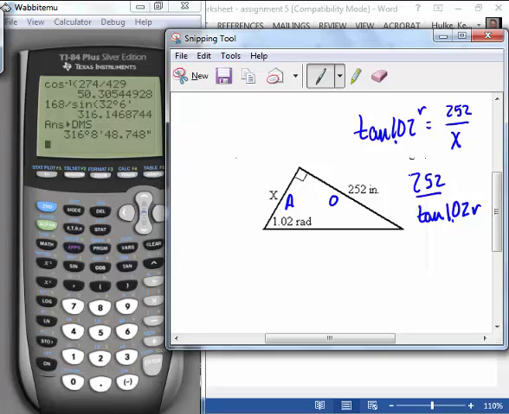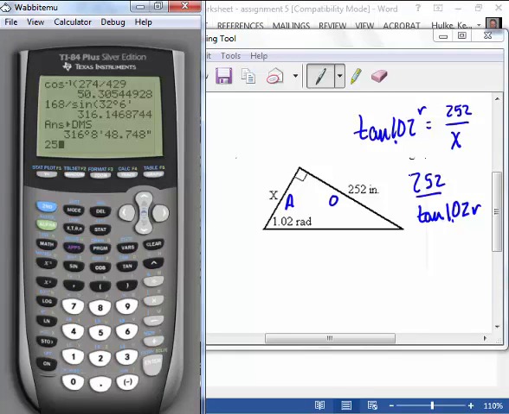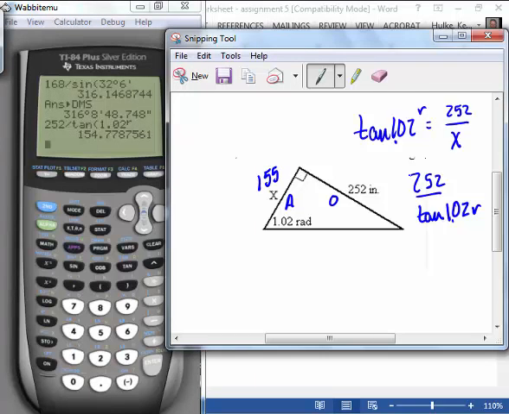So 252 divided by tangent 1.02, and then we want it as radians, so I'm just going to keep it in degree mode and put in my answer as radians, and I get 155 as being my answer there. Next one.